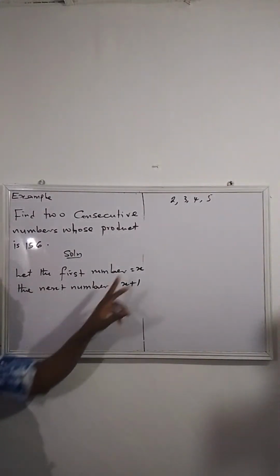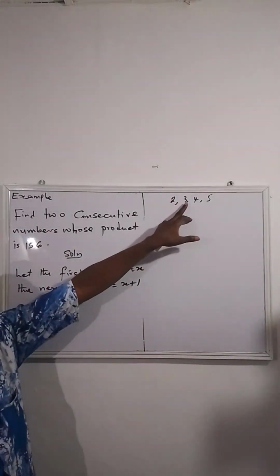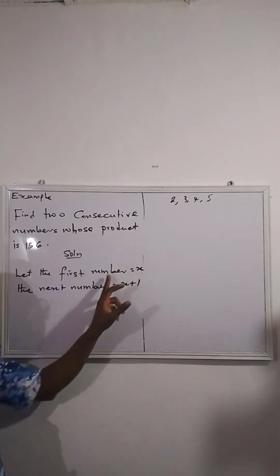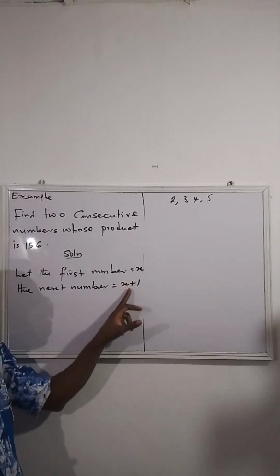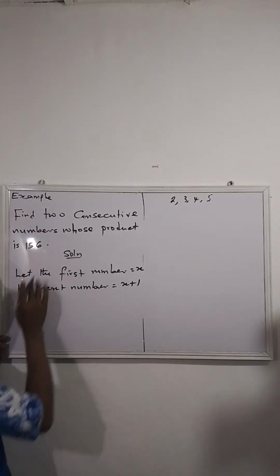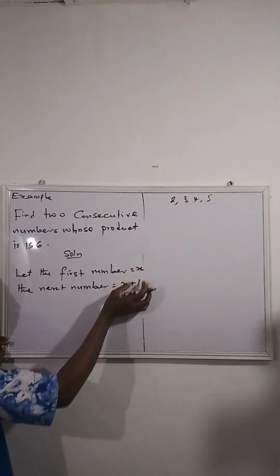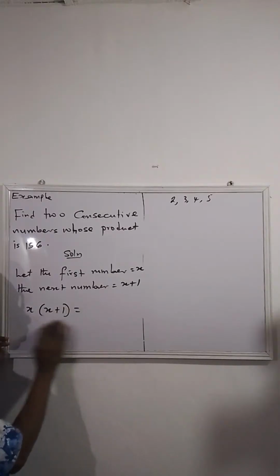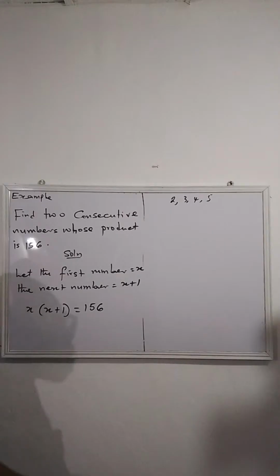This is the first one. The next one is going to increase by 1, just like we have 2 here. The next one is 2 plus 1, and that's 3. So this time around ours is x, so the next one is going to be x plus 1. So these are consecutive numbers. The question is saying that the product of two consecutive numbers, when you multiply this by this, x times x plus 1, gives us 156. I hope everybody is getting that.